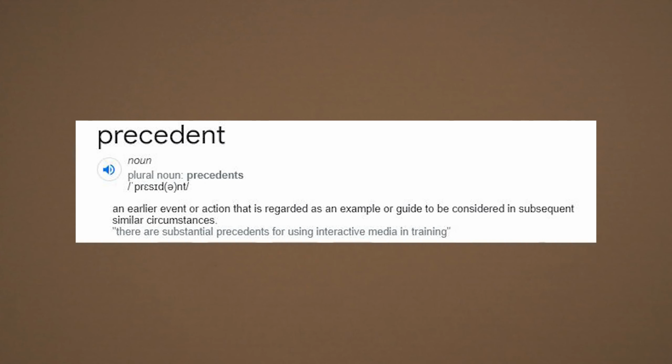Well, the dictionary definition says an earlier event or action that is regarded as an example or guide to be considered in subsequent similar circumstances. So how does this communicate? Normally a precedent is another architect's building, and we can take elements and design features to help inform our own design and design process.